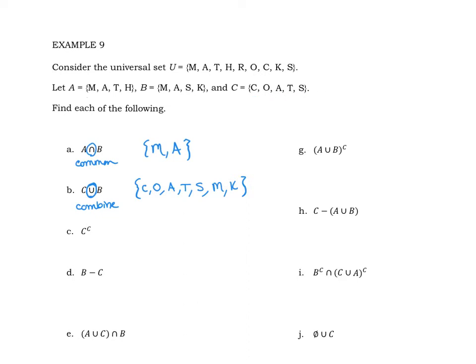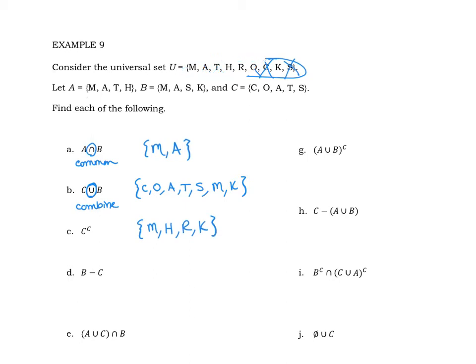All right, moving on to question C. This is saying set C complement. So what we want is all of the elements in our universal set that are not in set C. So I'm going to go along here and cross off everything that's in set C. So no C, no O, no A, no T, no S. The letters that are left, the elements that are left, are C complement: M, H, R, K.